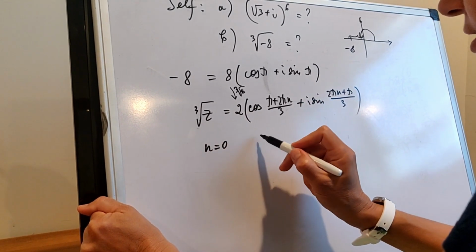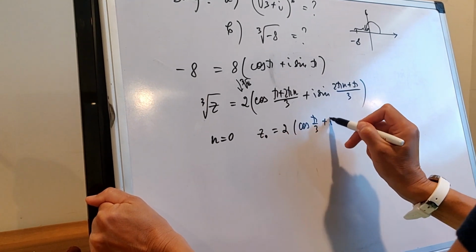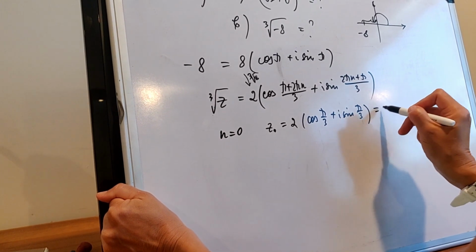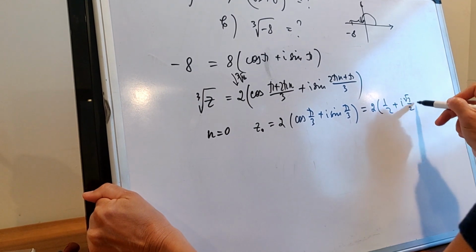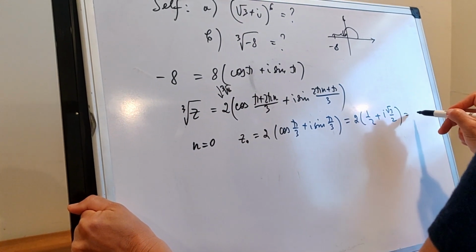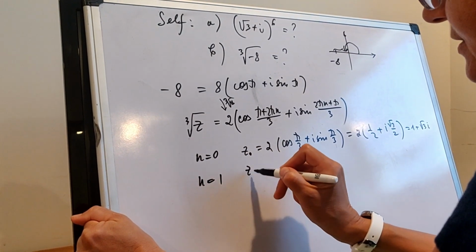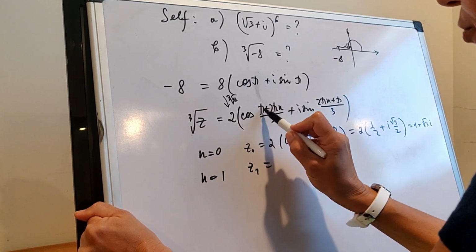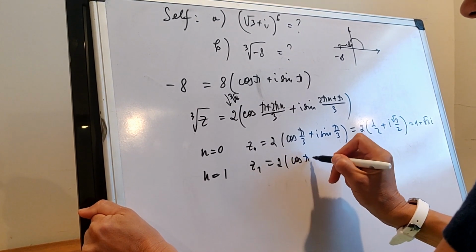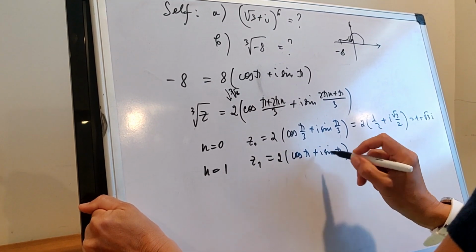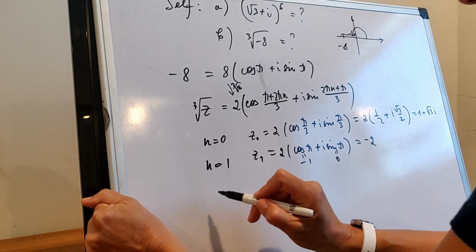We are going to have pi over 3. So my number z0 is 2 cosine of pi over 3 plus i sine of pi over 3, which is going to be what? We remember that cosine of pi over 3 is 1/2 and sine of pi over 3 is the square root of 3 over 2. We multiply everything by 2 and we get 1 plus square root of 3 i. n equals 1, z1. So I have 2 pi plus pi, 3 pi divided by 3, that's just pi, right? So it's 2 cosine of pi plus i sine of pi. Cosine of pi is negative 1, we remember, sine of pi is equal to 0, and I'm going to get just negative 2.